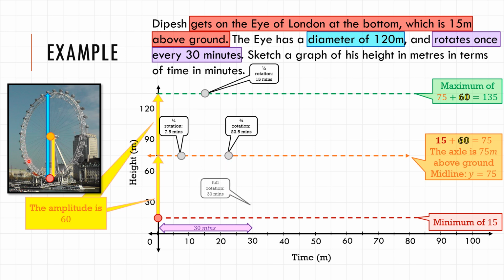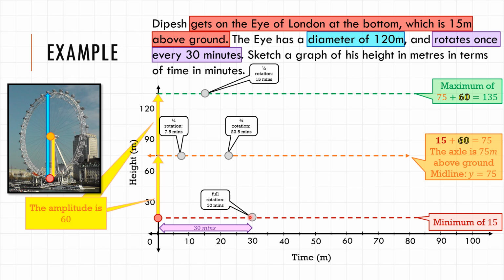And finally, after a full rotation, he will be all the way down here. That will take him a full 30 minutes. And then he'll be right back at the bottom, at the minimum height. And that's 15 meters. Now, this is an observation wheel that goes around again and again and again.